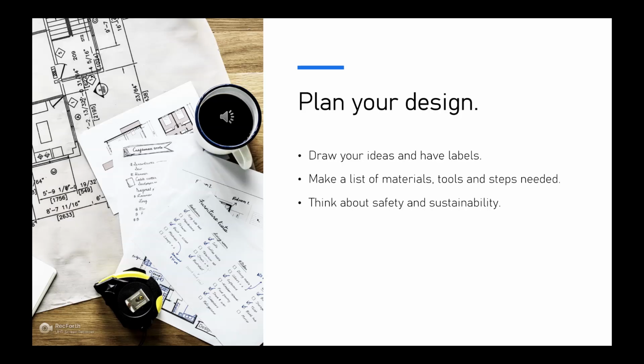The next thing you will have to do is plan your design. When planning your design, you will draw your ideas and label what you have drawn. Then make a list of materials, tools, and the steps you will take. The materials you could use could be cardboard, plastic, and wood. The tools to make your design could be glue, scissors, a stapler, and sticky tape. I'll let you decide that. And lastly, you will have to think about safety when using the tools and materials you choose.